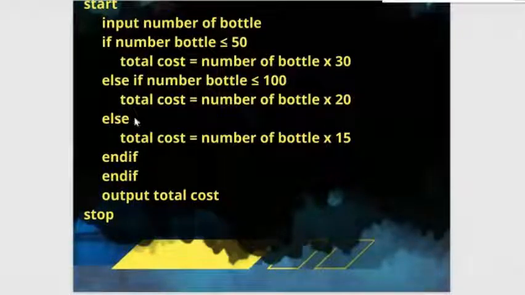And last but not least, since we don't have any other option, okay, we only left with the last option. So for the last option, you don't put if there, because whenever you see if, there is a condition that you need to write. So since we don't have any other option, this is the last option, you just write else. It is understood that if you write else, it means anything other than the above. Okay, so else total cost equal to number of bottle times 15.